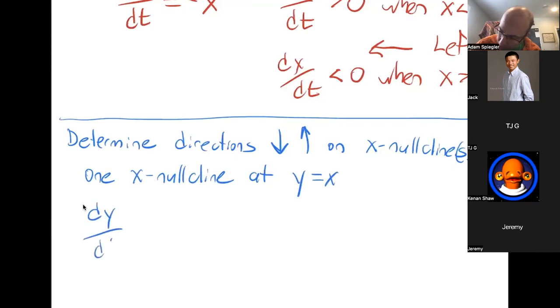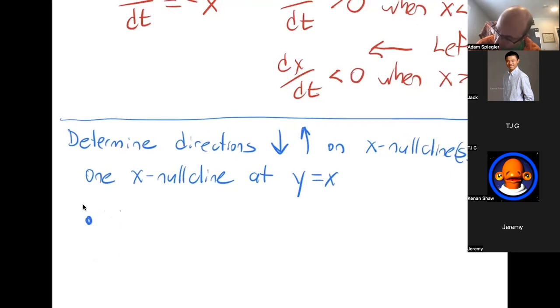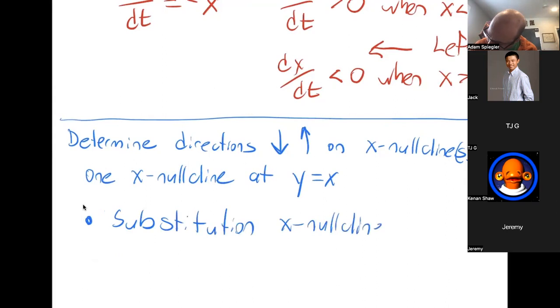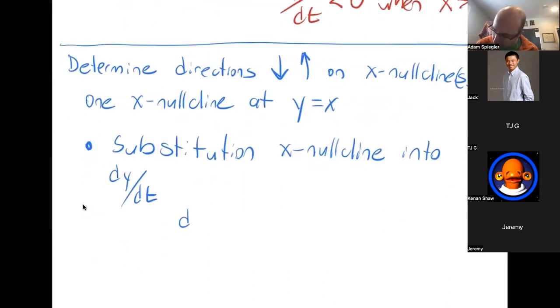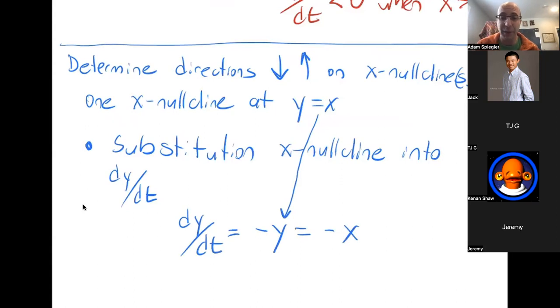And we've got the equation for dy/dt. So here, the plan is going to be to substitute the conditions for the x-nullclines. In this case, dy/dt was minus y, and then we're going to plug in our nullcline, which really doesn't do all that much for us. Plugging in y equals x would just give us like a minus x over here anyway.